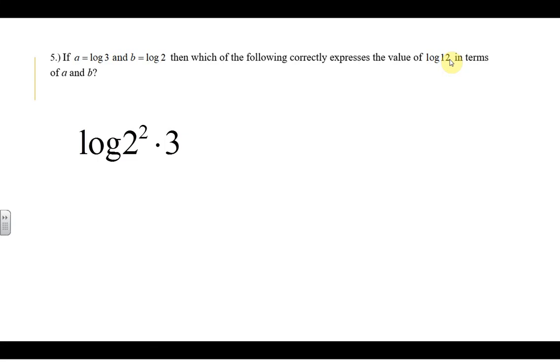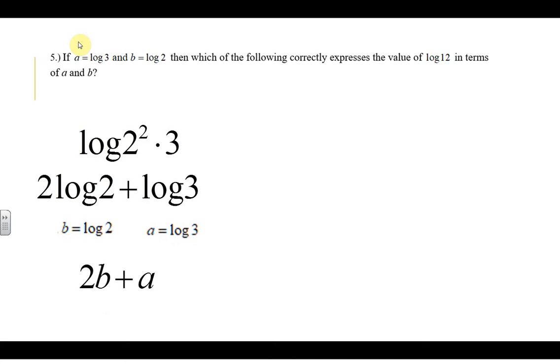If we write it with log properties, I see multiplication, so I split it up with the positive. That 2 had an exponent, so that popped out front. They're telling you log 2 is b, so a b can go in there. Log 3 is a, so an a can go in there. So that expression is equivalent to 2b plus a.